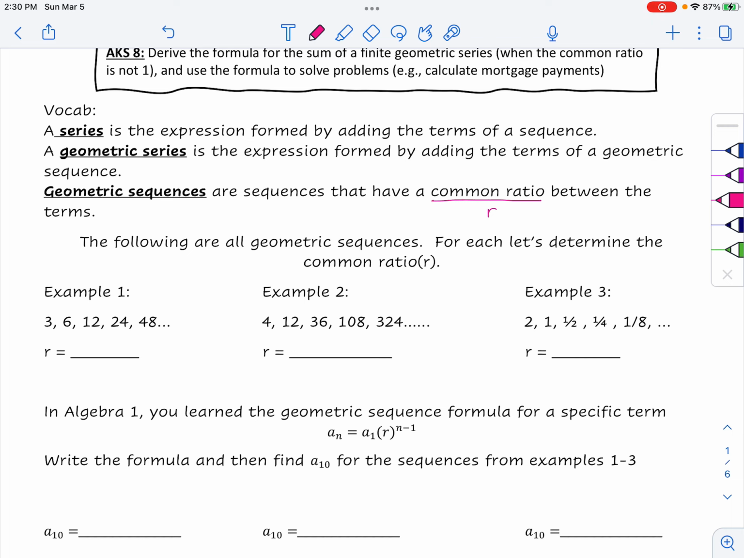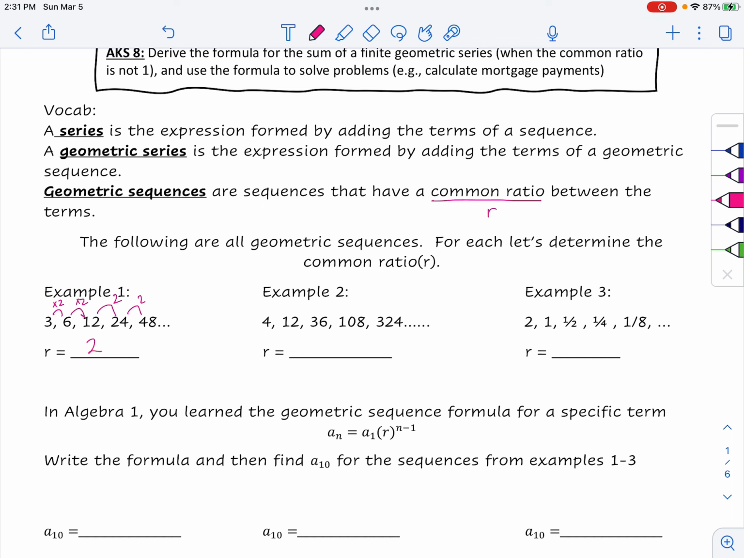So for example 1, I have 3, 6, 12, 24, 48, and it would continue to go on and on and on. So let's think. What do I need to multiply 3 by to get 6? 3 times 2 is 6. All right, let's make sure that works for everything. Is 6 times 2 12? Yes. And 12 times 2 is 24, and 24 times 2 is 48. So R is, in fact, 2.